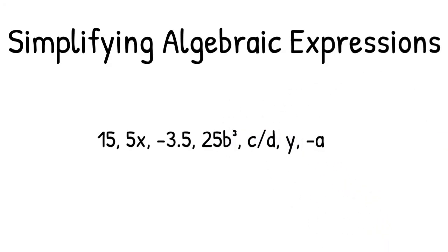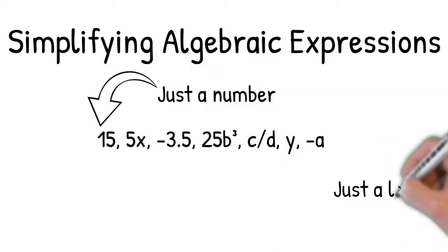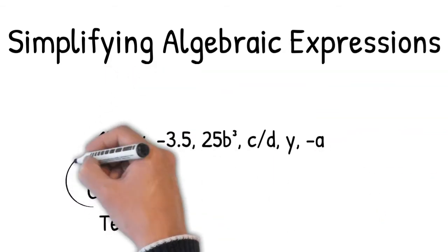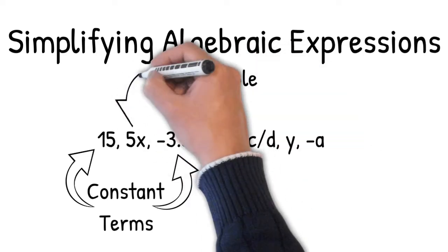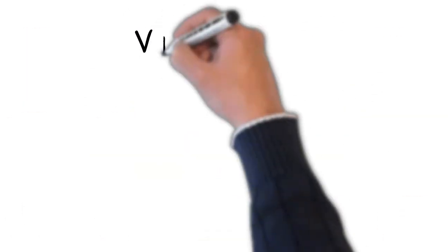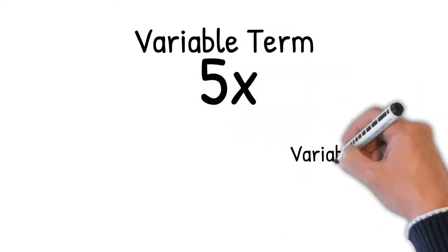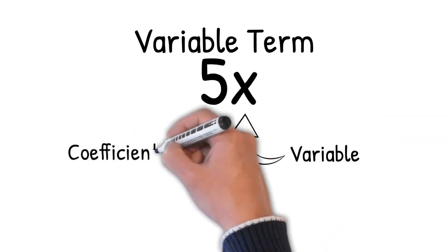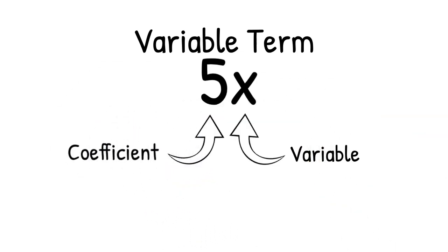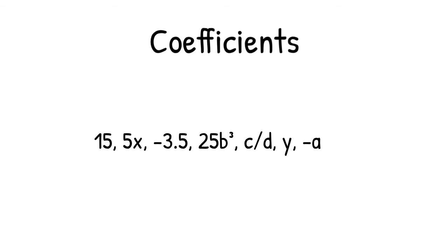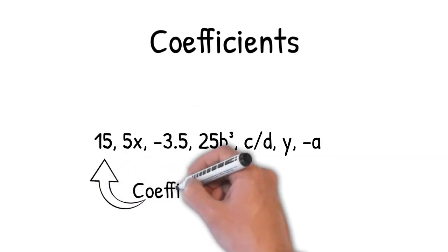First thing we have to realize is that all of these are algebraic terms. An algebraic term can consist of just a number, just a letter, or any combination of them. We can have constant terms where there is only a number, or we can have variable terms which must have at least one letter. Let's look at a variable term. 5x, this is a variable term. The letter x is referred to as a variable. The number 5 is referred to as the coefficient. In an algebraic term, the number is always the coefficient. So, in 15, even though the term is a constant term, 15 is still the coefficient for that term.